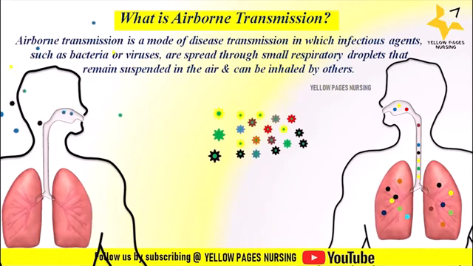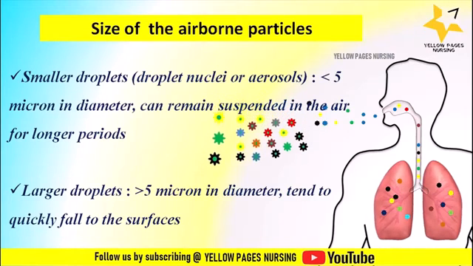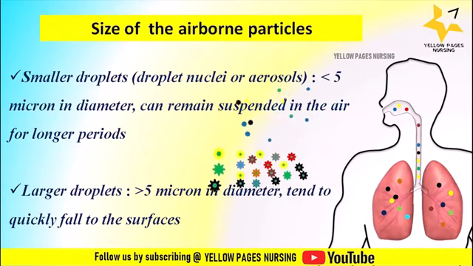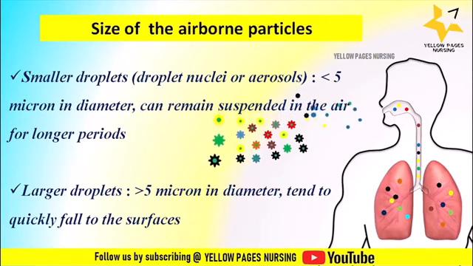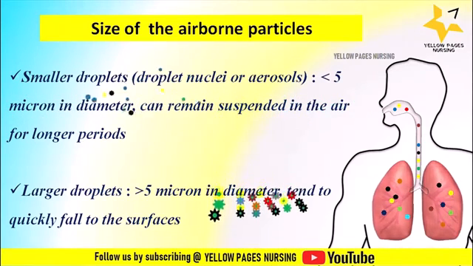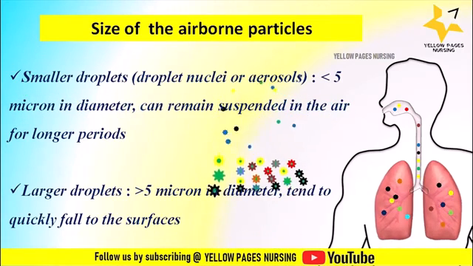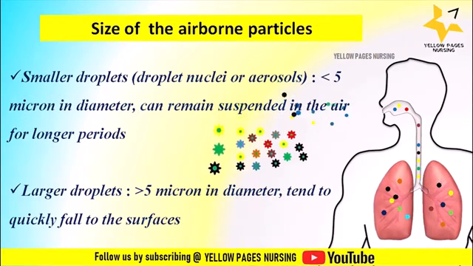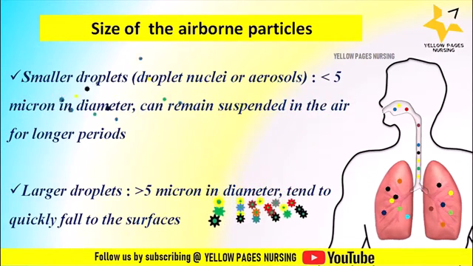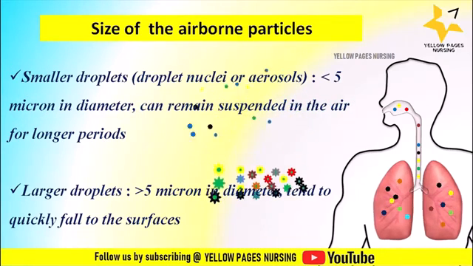Here comes the size of airborne particles. Respiratory droplets are of various sizes as shown in the picture. Smaller droplets called droplet nuclei or aerosols, which are less than 5 micrometers or microns in diameter, can remain suspended in the air for longer periods and can be inhaled by others.